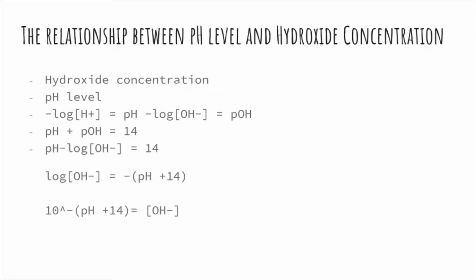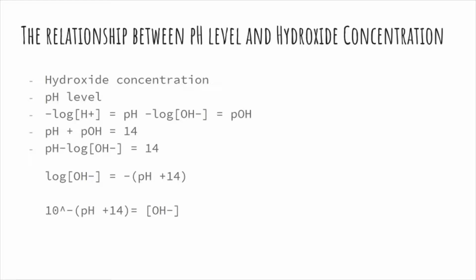Now on to the next question. To answer this question, we first need to start by defining hydroxide concentration and pH. Concentration is how many molecules of a certain substance are in a solution. The units used in chemistry are mole divided by dm cubed. Hydroxide concentration represents how many hydroxide ions there are in a solution.